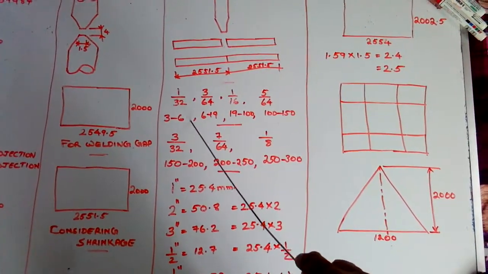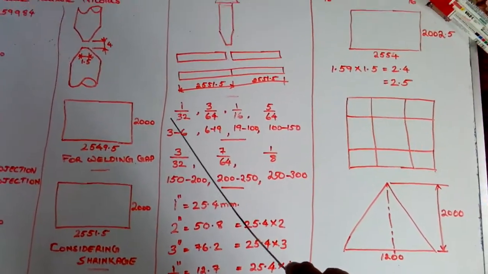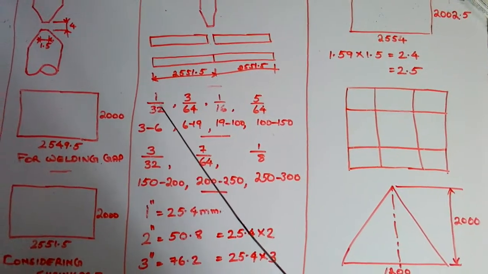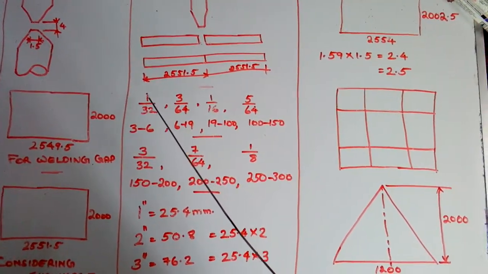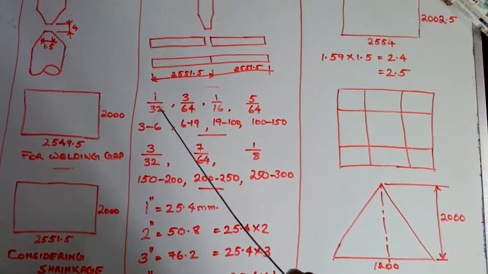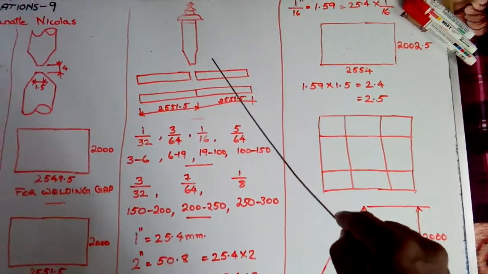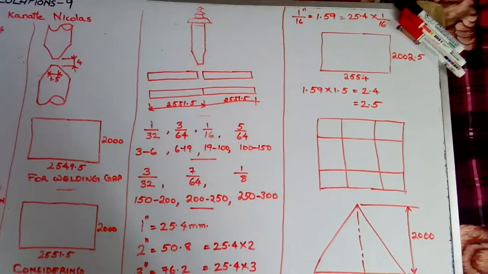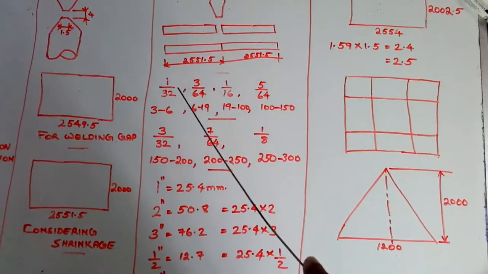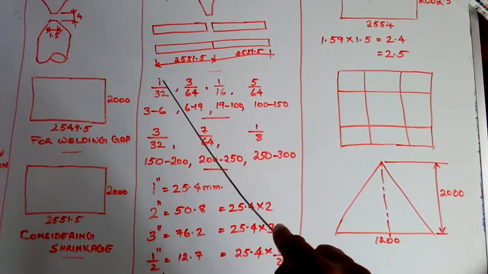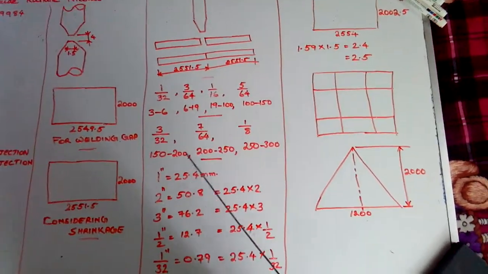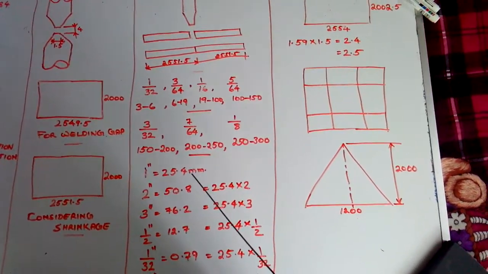For cutting 3 to 6 mm plates, we have to use a nozzle of 1/32. What does 1/32 mean? It means 1/32 inch. This nozzle's center hole, oxygen comes through that hole. That hole has a diameter of 1/32 inch. How much is 1 inch? 1 inch is 25.4 mm.